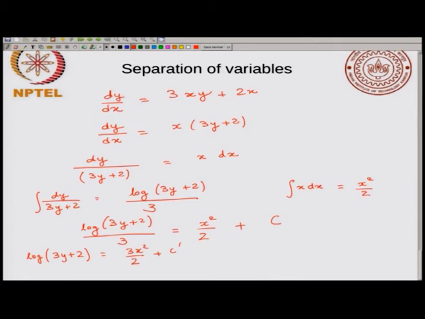And if you want, you can go one step further and write 3y plus 2 is equal to e raised to 3x square by 2 times e raised to c prime. And e raised to c prime is another arbitrary constant. Finally, I can write the whole thing as 3y plus 2 is equal to some constant a times e raised to 3x square by 2. And if you want, I can further write y equal to something.